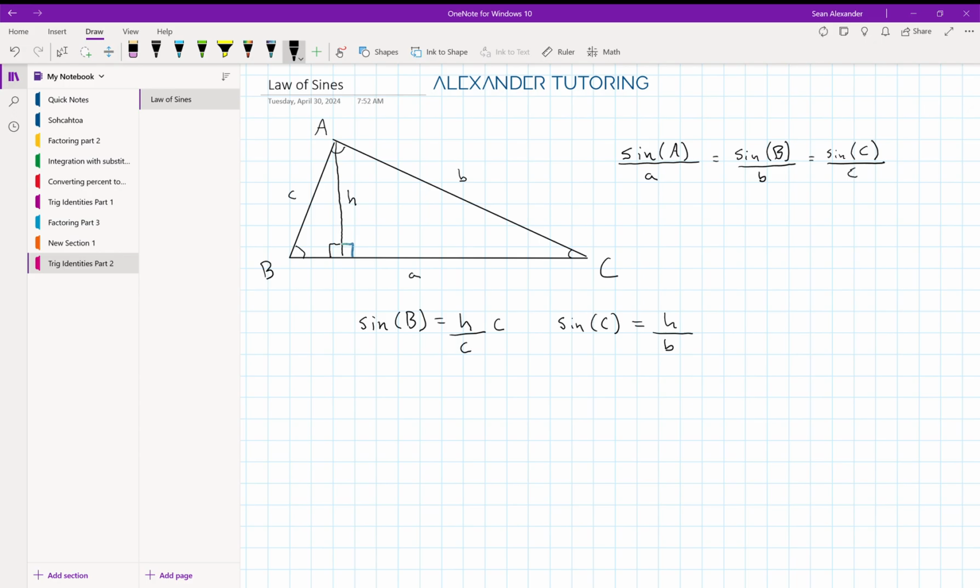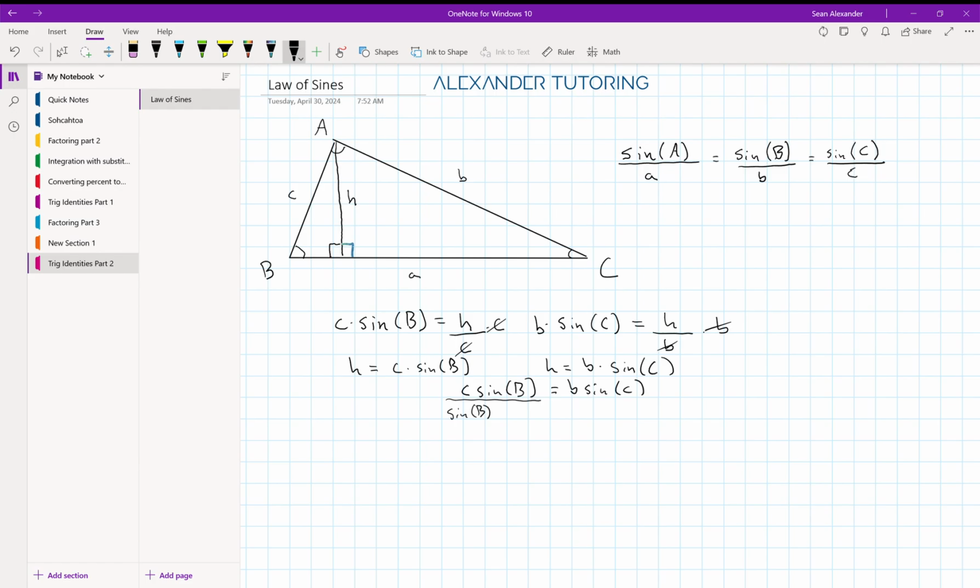I'm going to multiply this guy by c on both sides to get h equals c sine the angle B. I'm going to multiply this guy by b on both sides to get h equals b times the sine the angle C. And you can see these are both equal to the same height h, so we can set them equal to each other. c sine B equals b sine C. Now to get these looking a little more like our law of sines, I'm going to divide both sides by the sine of B and the sine of C. I'll show you what I mean by that.